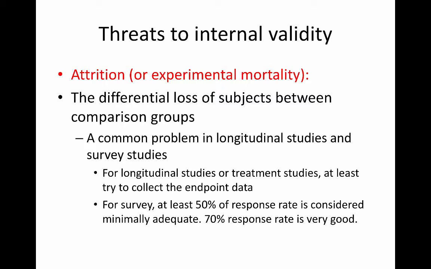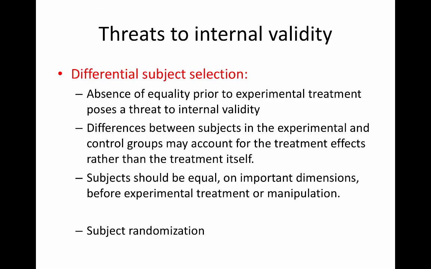Attrition is subject experimental mortality. This is the differential loss of subjects between comparison groups. This is also an issue for longitudinal studies. It could be that a subject passes away, or it could be that they just decide they don't want to participate in the study anymore and they just disappear. So for survey results, at least a 50% response rate is considered minimally adequate with this sort of subject attrition. If all your subjects drop out, you don't have a valid study. If too many drop out, especially with longitudinal studies, this can be a problem.